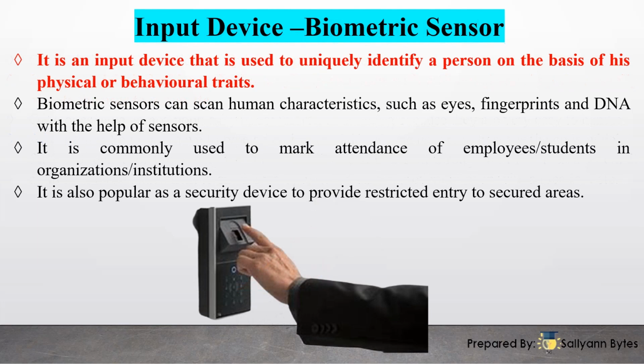Next input device is the biometric sensor. It is an input device that is used to uniquely identify a person on the basis of his physical or behavioral traits. Biometric sensors can scan human characteristics, such as eyes, fingerprints, and DNA with the help of sensors. It is commonly used to mark attendance of employees or students in organizations or institutions. It is also popular as a security device to provide restricted entry to secured areas.